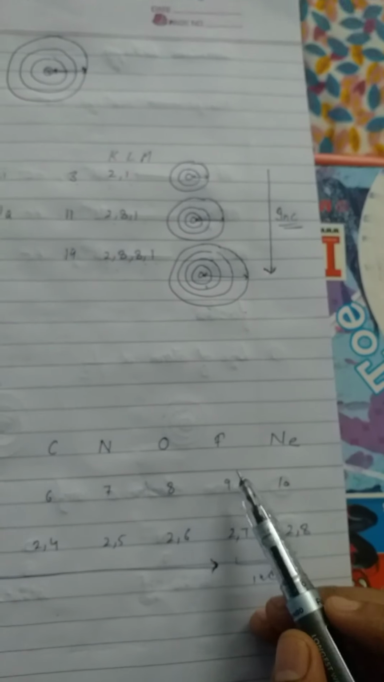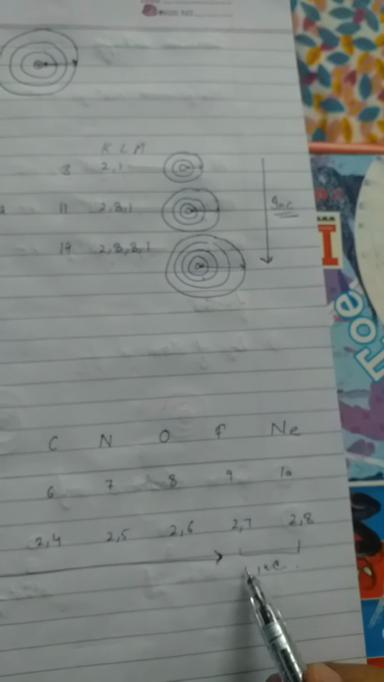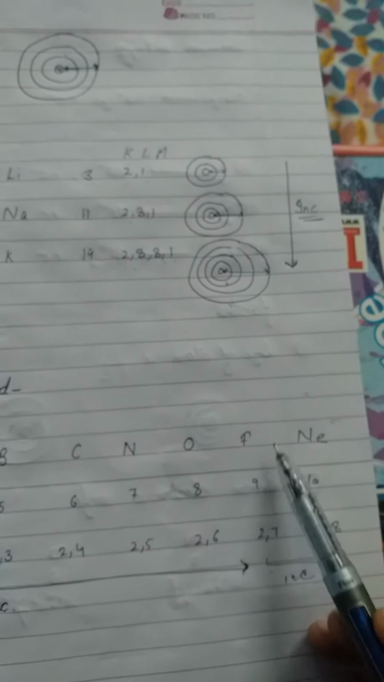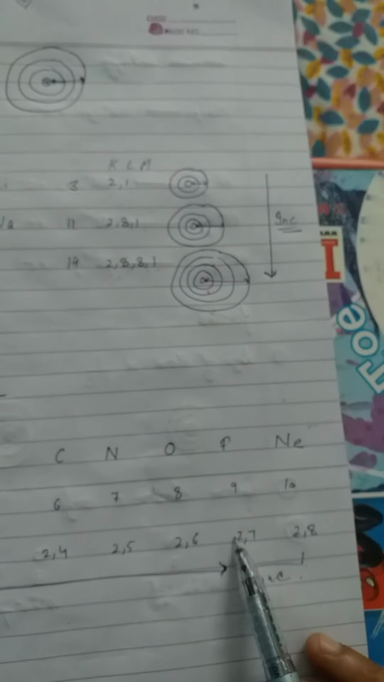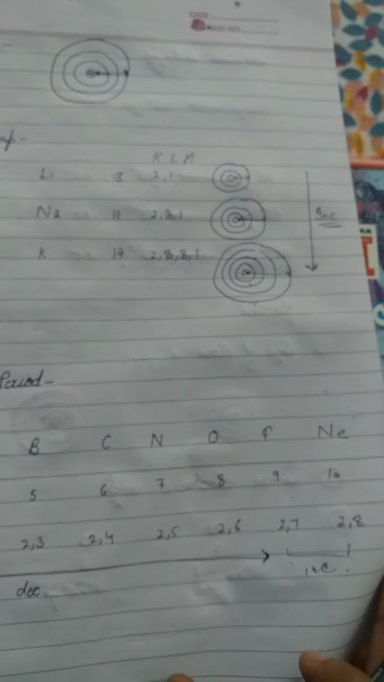But as we move from fluorine to neon, size gradually increases because neon is a noble gas. So as we move from group number 17 to group 18, there is an increase in atomic size. So we can say when we move from group number 1 to group number 17, size gradually decreases, but when we move from group 17 to group 18, size increases.